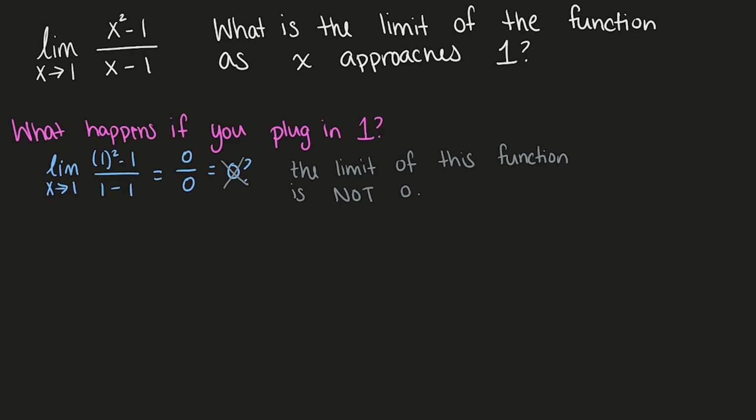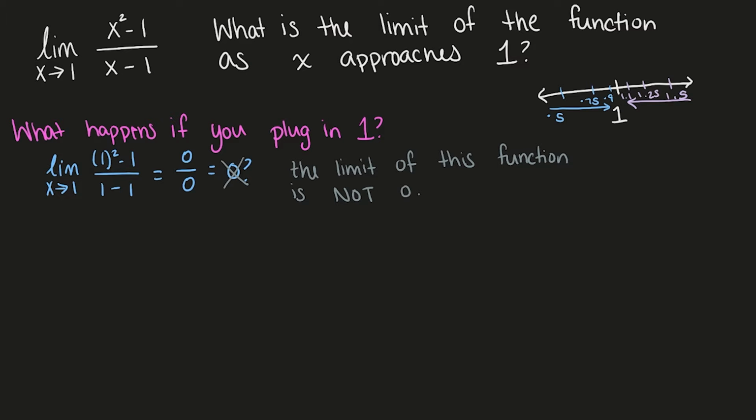So instead, let's consider the values of this function as x approaches 1. Now, if we look at a number line, x can approach 1 from two different ways. Either from the left, where we have 0.5, 0.75, 0.9, and we keep getting closer, 0.99, 0.999. And then we have from the right, where we're at 1.5, 1.25, 1.1, 1.01, 1.001, and we get closer.